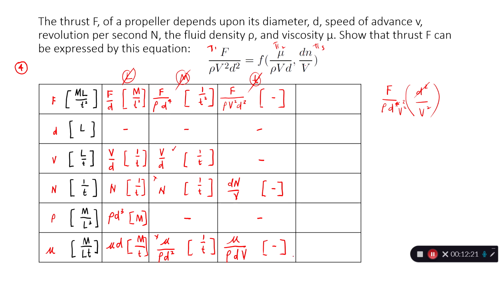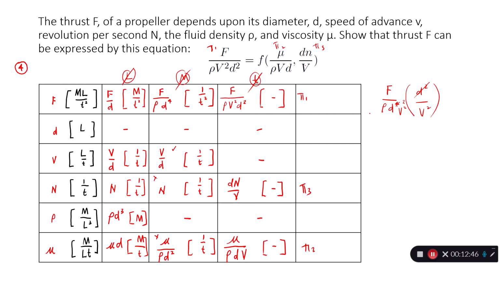So here you have your final answers. Check again that they are the same. So this is your pi 1. I've written here this is pi 2. So this is your pi 2, mu over rho dv or mu over rho vd, doesn't matter. And this is your pi 3. Okay, so that's step 4. You have gotten all the final dimensionless parameters.